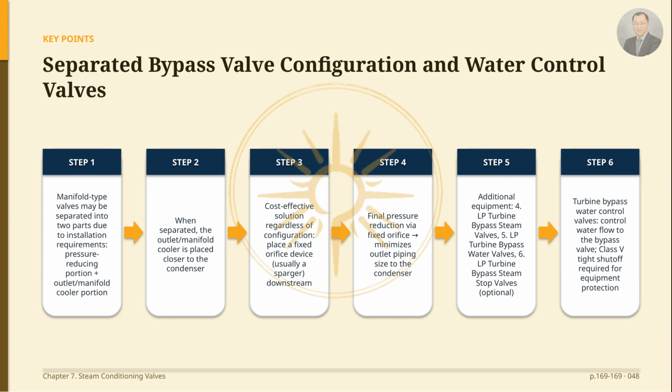Regardless of the configuration, however, a cost-effective solution is to place a fixed orifice device, usually a sparger, downstream for final pressure reduction to minimize the size of the outlet pipe to the condenser. Looking at the rest of the equipment list, we have the LP turbine bypass steam valves, the LP turbine bypass water valves, and optionally the LP turbine bypass steam stop valves. Finally, turbine bypass water control valves control the flow of water to the turbine bypass valves. Due to equipment protection requirements, it is imperative that these valves provide Class V tight shutoff.